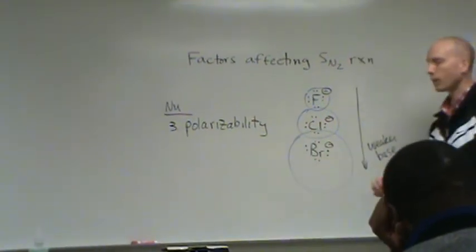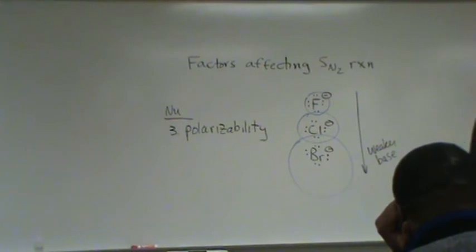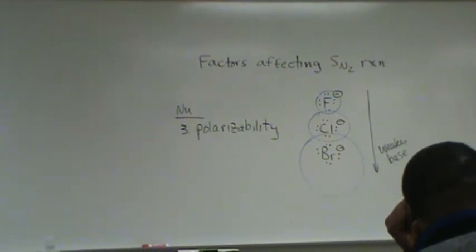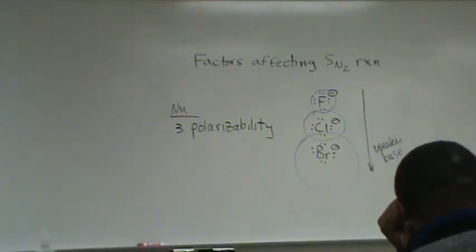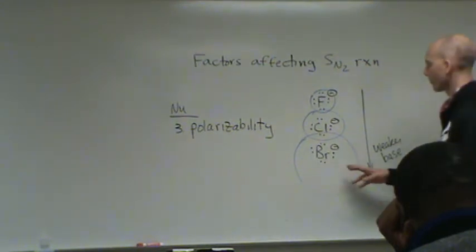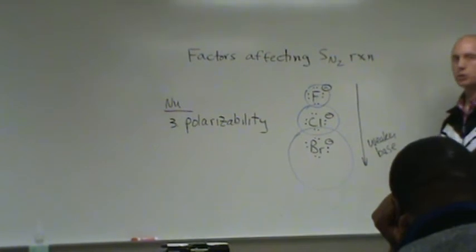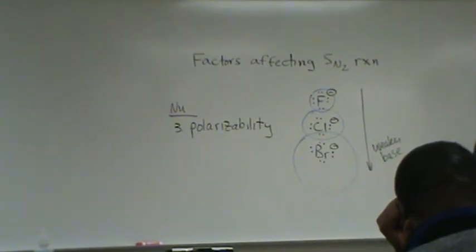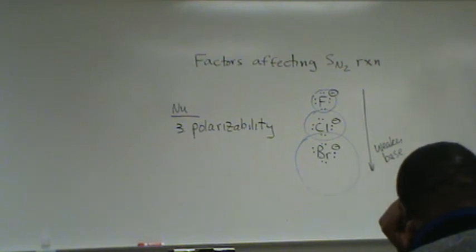So the more volume for that negative charge, that helped to stabilize it. Just like putting you in this room, you're pretty stable. But if I stuffed you into a small box, you would be unstable, more reactive to get out of there. So Br minus would be the weaker base of the three. But we want to know about its being a nucleophile.